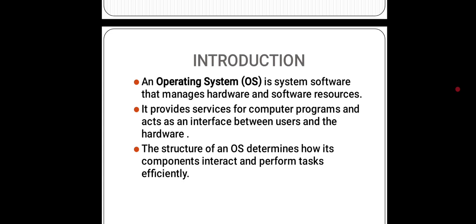Why is OS structure important? The structure of an OS determines how its components interact and perform tasks. It affects system performance, security, and ease of maintenance. Different OS structures are designed to optimize speed, modularity, and reliability.